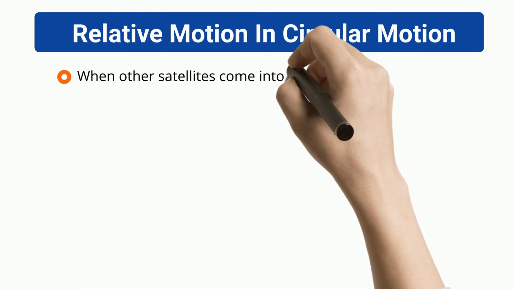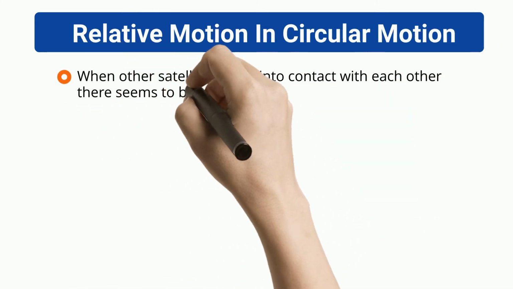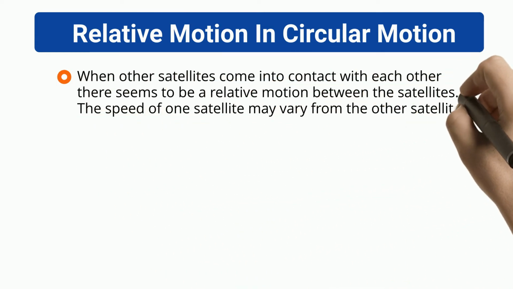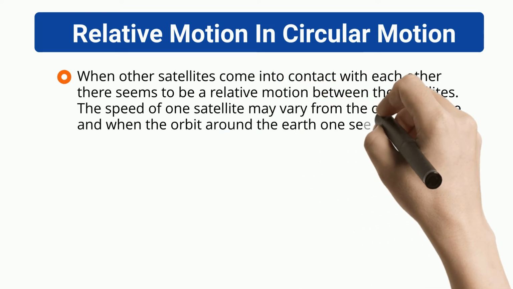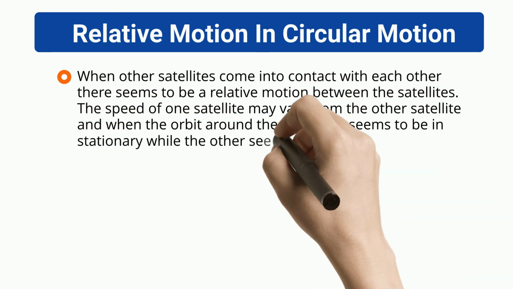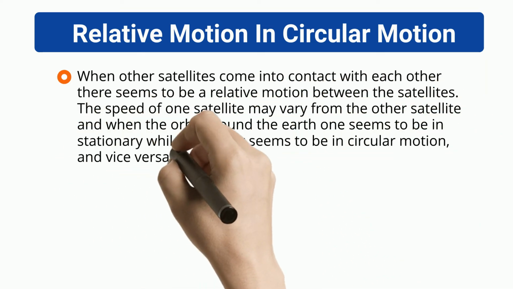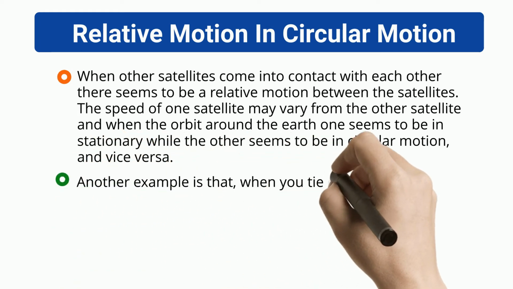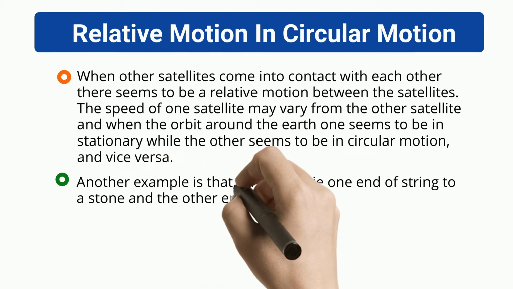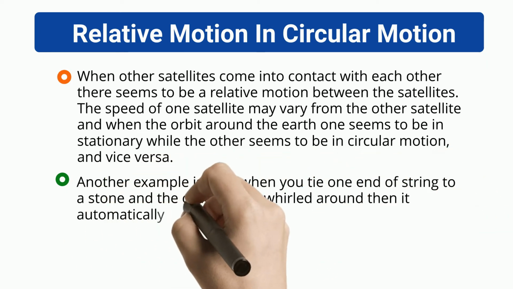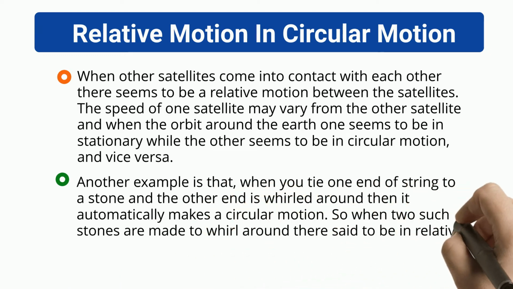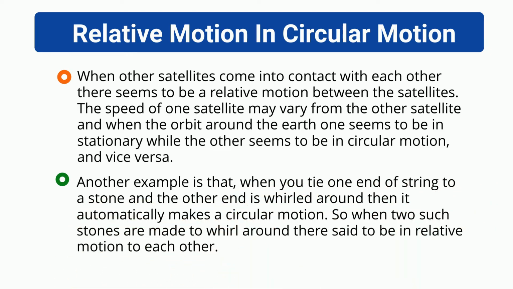When other satellites come into contact with each other, there seems to be a relative motion between the satellites. The speed of one satellite may vary from the other, and when they orbit around the Earth, one seems to be stationary while the other seems to be in circular motion, and vice versa. Another example is when you tie one end of a string to a stone and whirl the other end around, it automatically makes a circular motion. So when two such stones are whirled around, they are said to be in relative motion to each other.